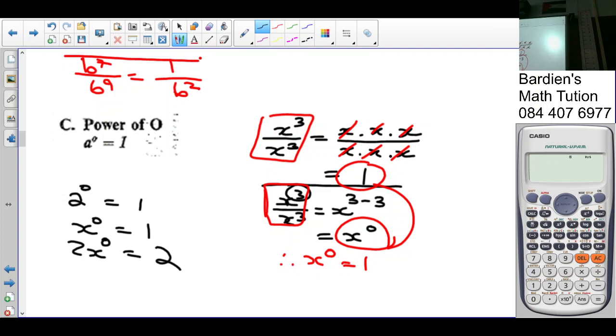Well done. Between 2 and x you said minus, sorry, times, okay. So between 2 and x is a multiplication sign, and that 0 is only on the x and not on the 2. So anything to the power 0 is 1. So that becomes 1, which makes the answer 2. Make sense?